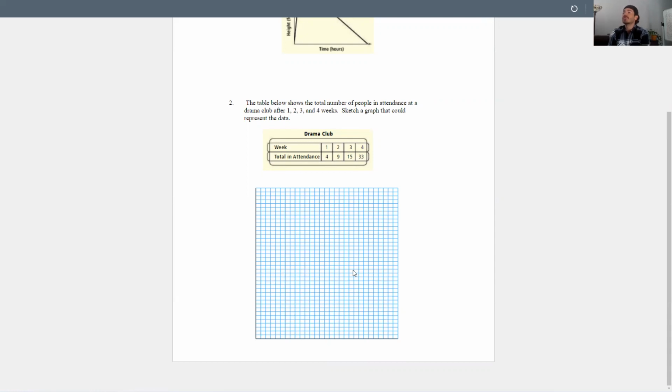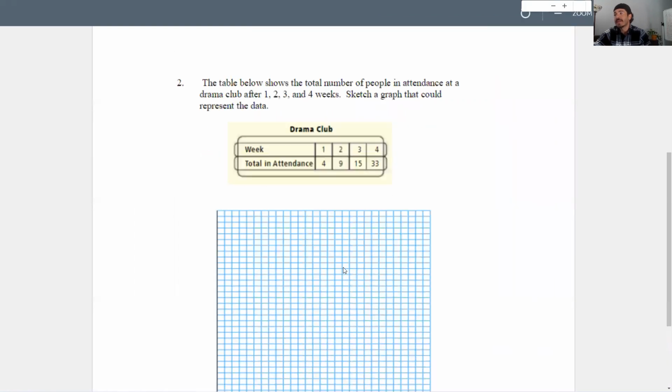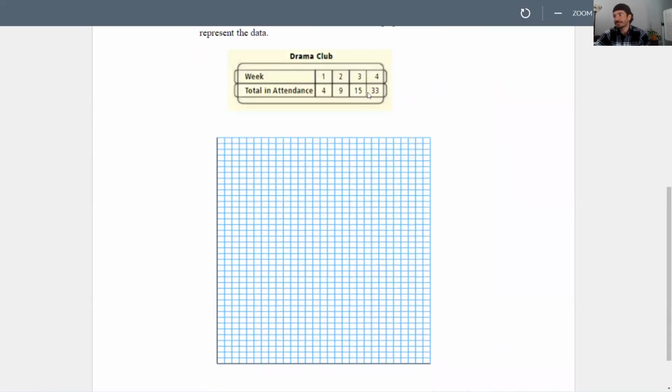Right, the table below shows the number of people in attendance at a drama club after 1, 2, 3, and 4 weeks. Sketch a graph that could represent the data. Okay. So I'm going to think of these as ordered pairs or points. So week one, we're at 4. Week 2, we're at 9. Week 3, we're at 15. Now week 4, we're at 33.